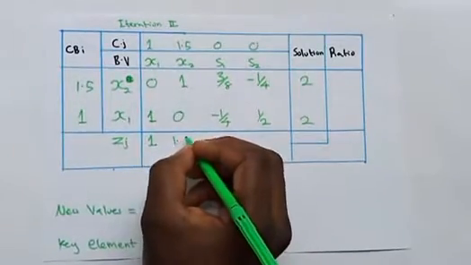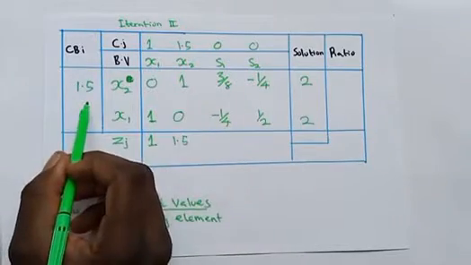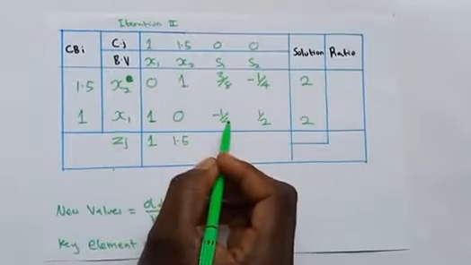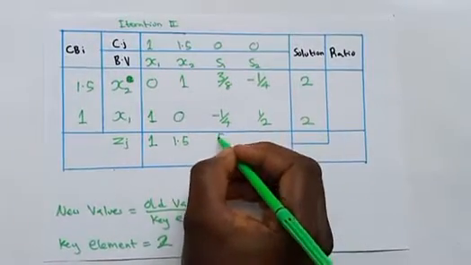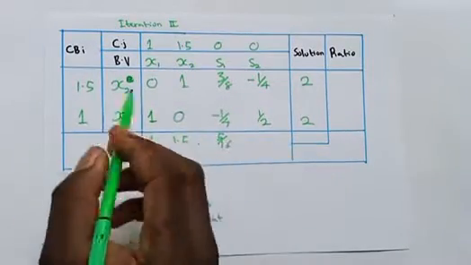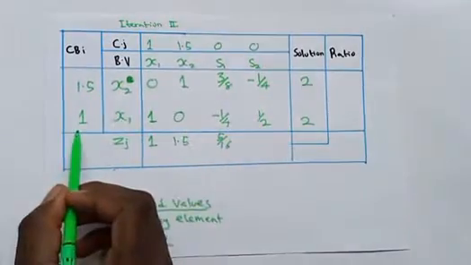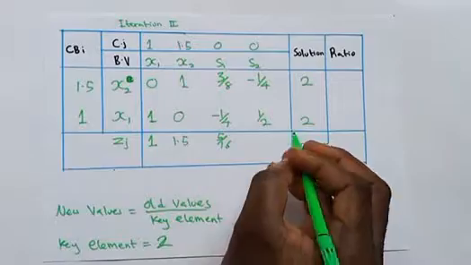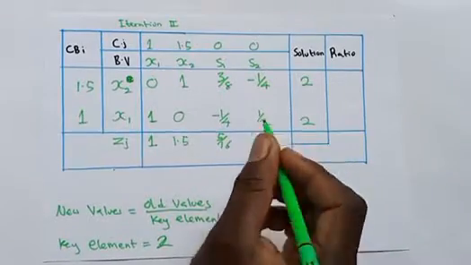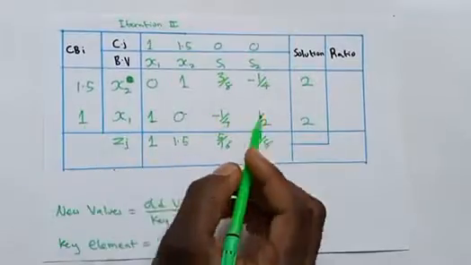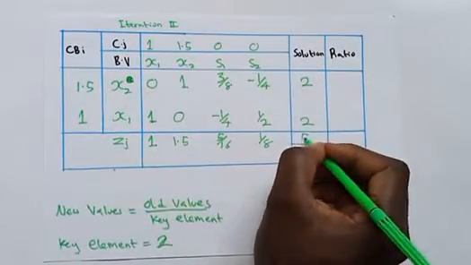here is 1.5. 1.5 multiplied by 3 over 8 plus 1 multiplied by minus 1 over 4 gives us 5 over 16. 1.5 multiplied by minus 1 over 4 plus 1 multiplied by 1 over 2 gives us 1 over 8. 1.5 multiplied by 2 plus 1 multiplied by 2 gives us 5.